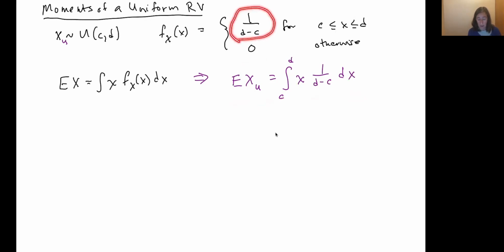I've got the PDF here, and I've got the fact that it takes these values over a specific range reflected in my limits of integration, and now I'm just going to integrate that thing. Okay. So remember, when we evaluate an integral, what we're asking ourselves is, what is the function whose derivative is x times 1 over d minus c? So if we took the derivative of a function, what would that function have to be in order for this to be our answer?